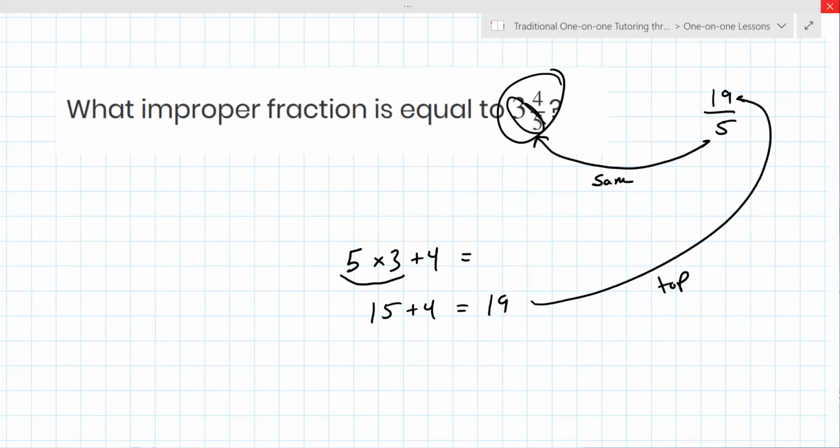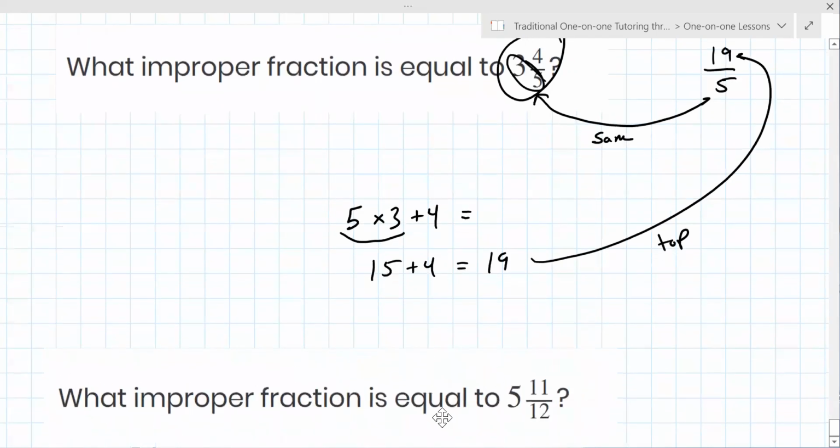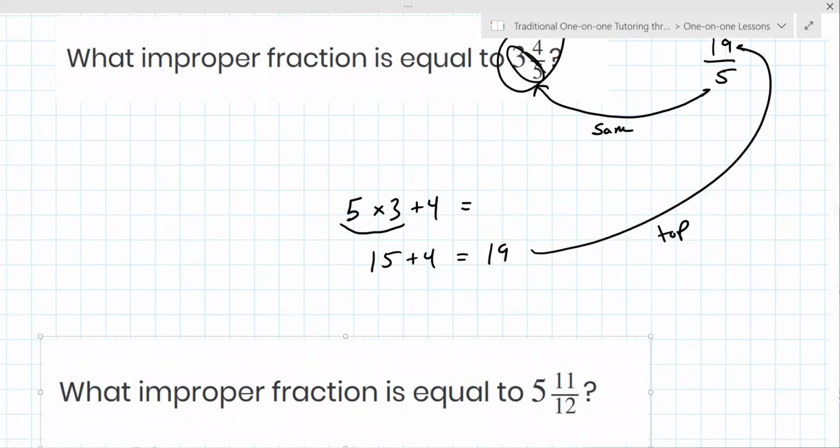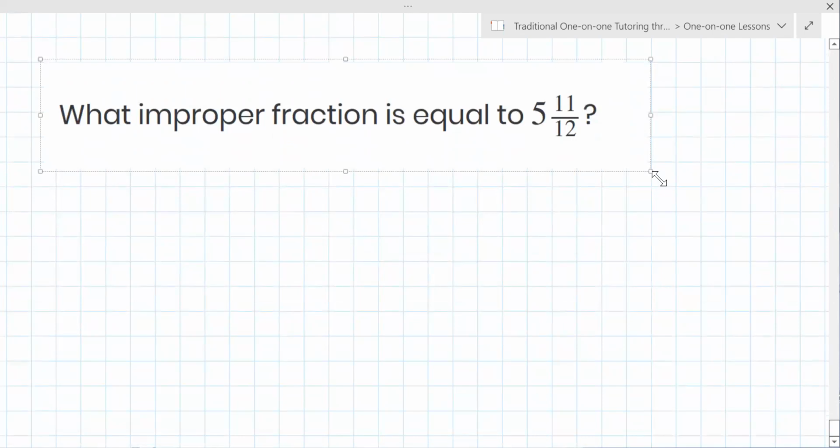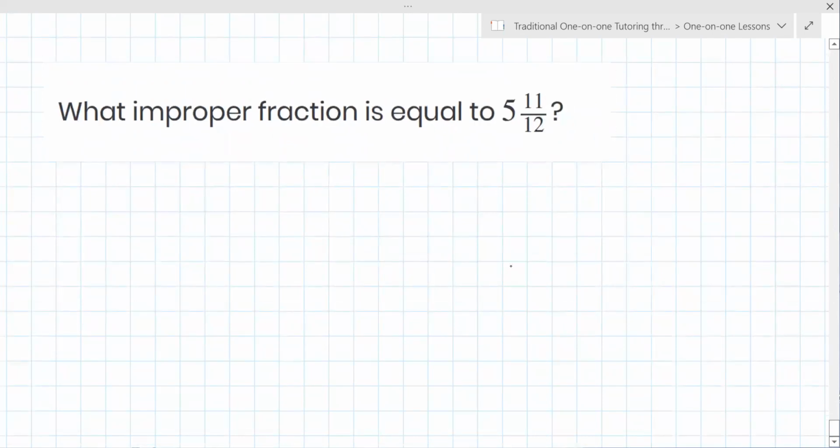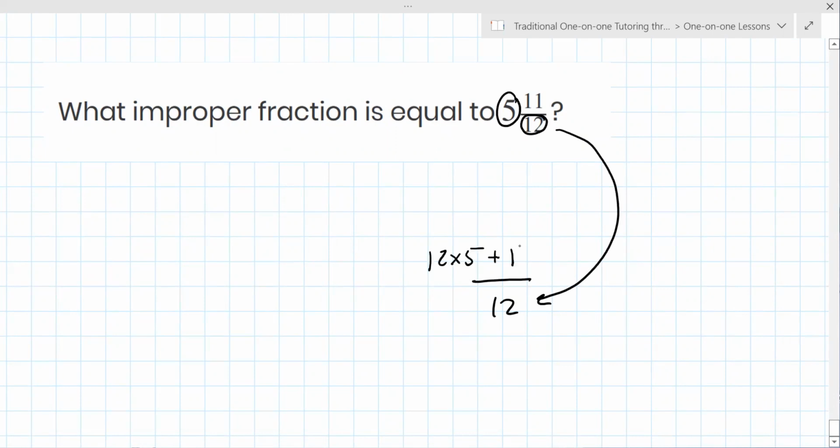We'll look at another couple of problems here. Yeah, I got it down. All right, so let's look at another problem here. Okay, so again, that bottom number, that 12 becomes the bottom number of your improper fraction. The 12 just comes down. To find the top number, you take the 12 on the bottom and you multiply it by 5, 12 times 5, and then you add to it the number above it.